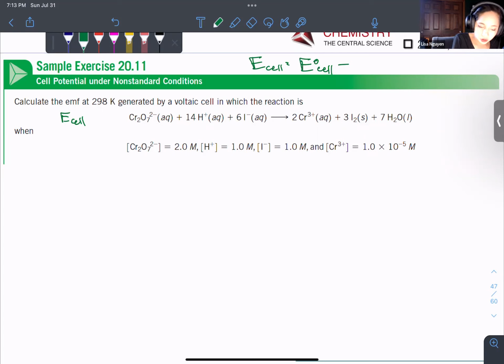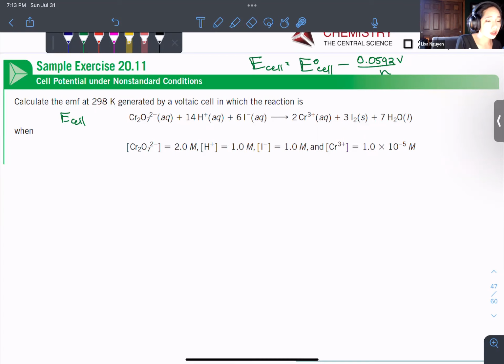So the Nernst equation is E cell equals E cell standard minus 0.0592 volts over n times log Q. This numerator part of the Nernst equation takes into account temperature and Faraday's constant, because most of these reactions happen at 298 Kelvin.